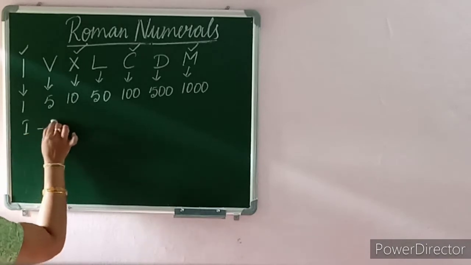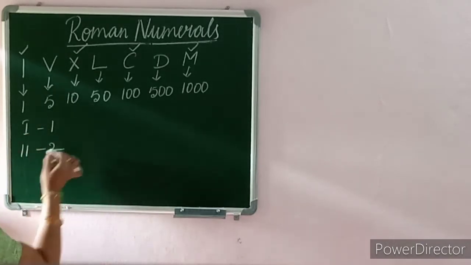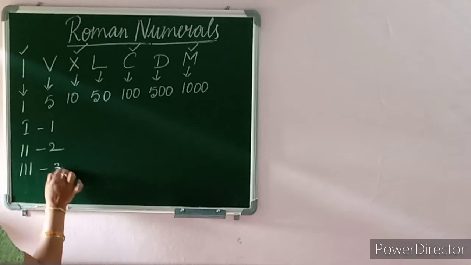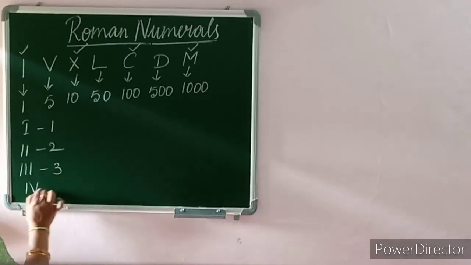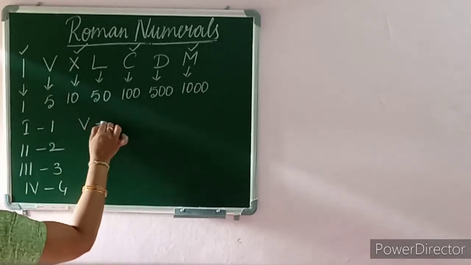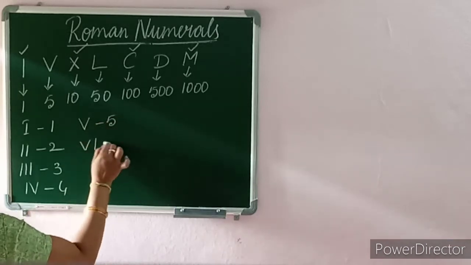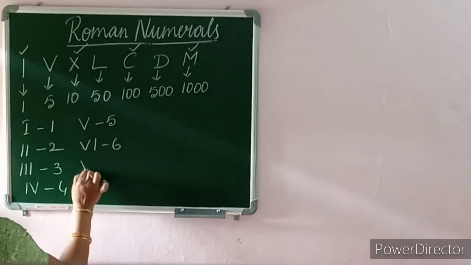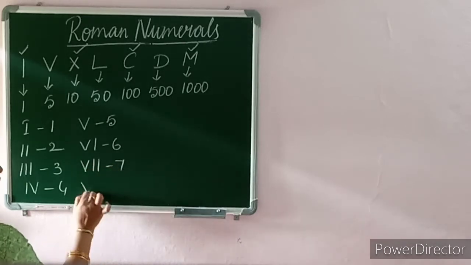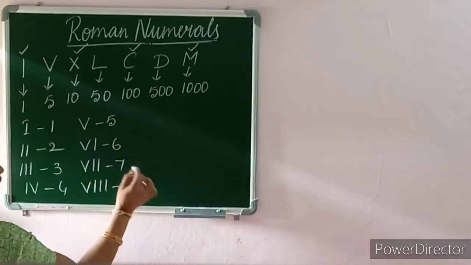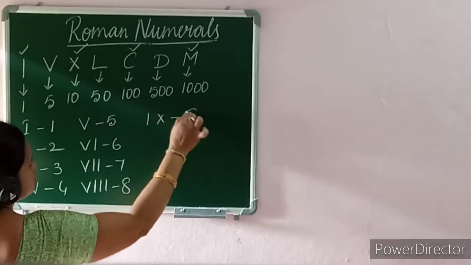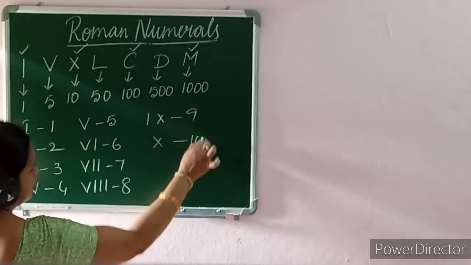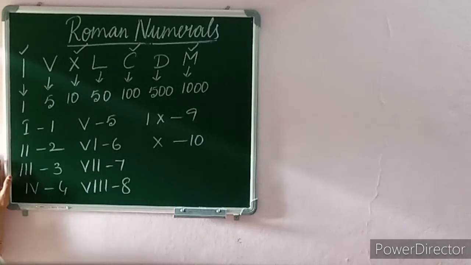I means 1, II is 2, III is 3. As I have shown you, IV is 4 and V is directly 5 and VI is 6. VII is 7, VIII is 8, and IX, which I already showed you, is 9, and X is directly 10. After writing this, you may get it out how I keep on writing.